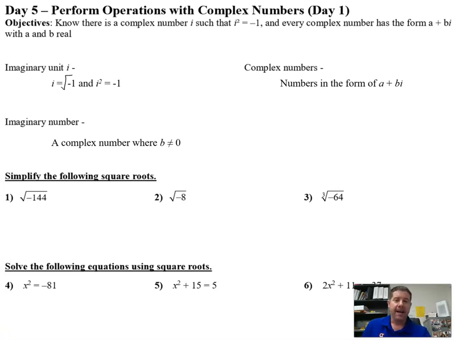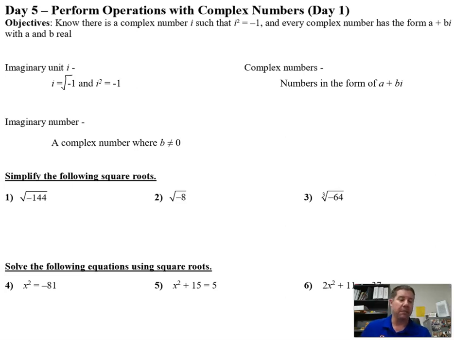Mortar here. Today we're going to talk about performing operations with complex numbers, day one, and we'll get further in these tomorrow with day two. But complex numbers is just an addition to our number system, which we'll go over here in a second. It's when we start including imaginary numbers.